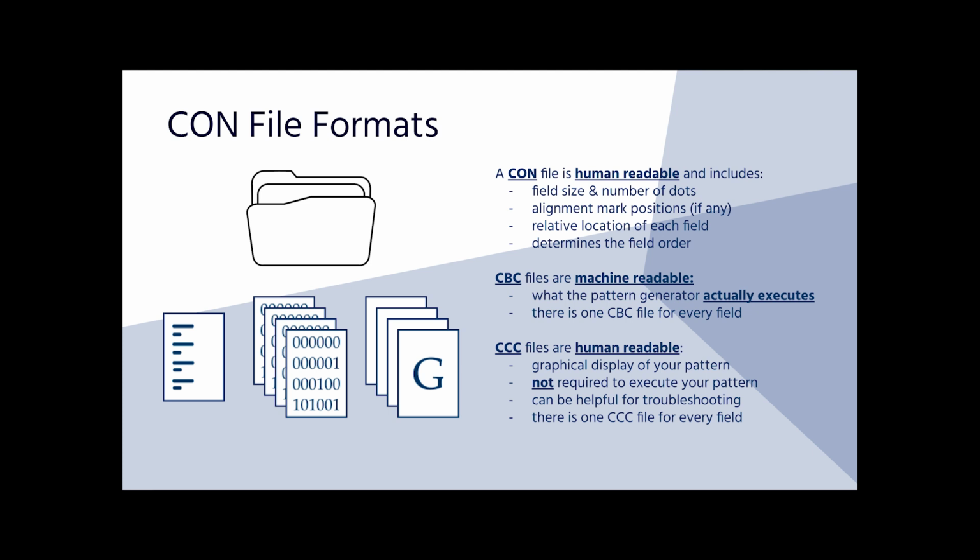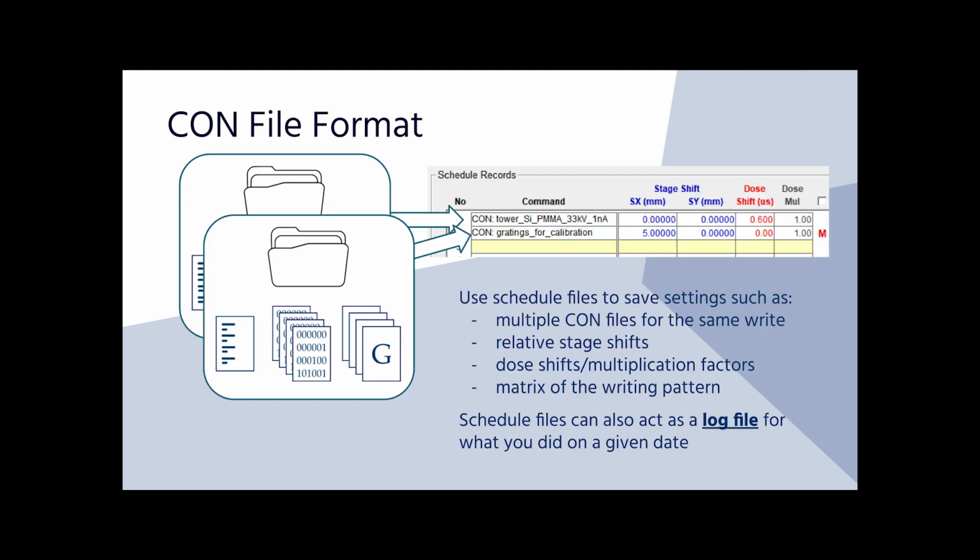These files are machine readable, and the information in these files is what the tool actually executes when writing your pattern. There is one CBC file for each field. CCC files are, again, human readable. This is what the computer loads to display your graphics in the CABLE software. They are not required to execute your pattern, but they can be useful if you need to troubleshoot a pattern. As with CBC files, there is one CCC file for every field.